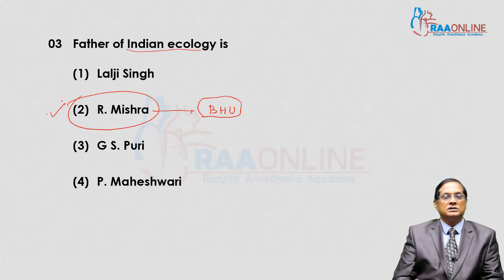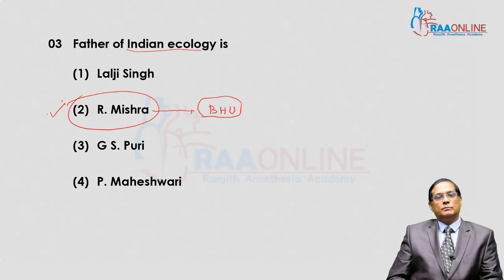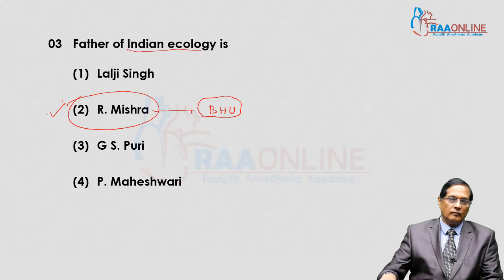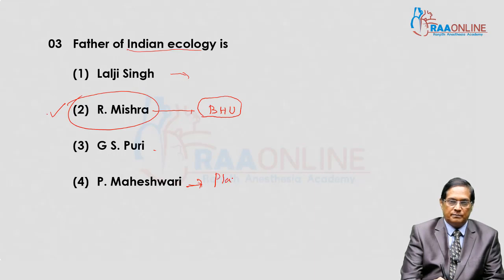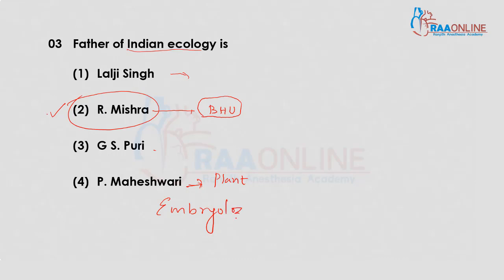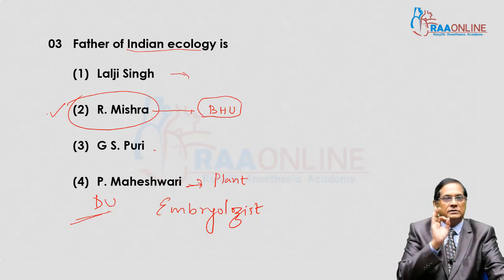He started ecology or environmental science in India, and because of his efforts the Indian government established the Department of Environment and Planning for the first time. Lalji Singh was associated with DNA fingerprinting. Puri, I don't know, but Maheshwari ji is a renowned plant embryologist, the father of plant embryology in India, associated with Delhi University. About these people, especially R. Mishra and Maheshwari, you can refer to the NCERT book, where their details are given in or at the beginning of the chapter.